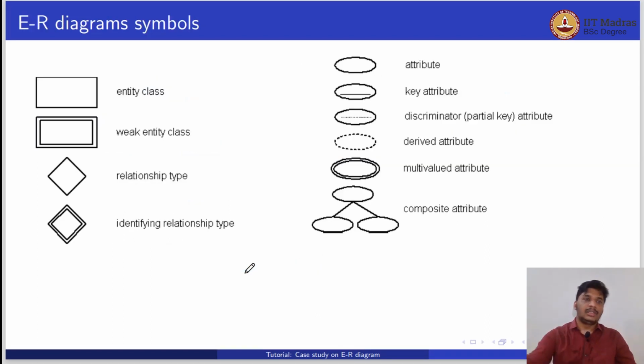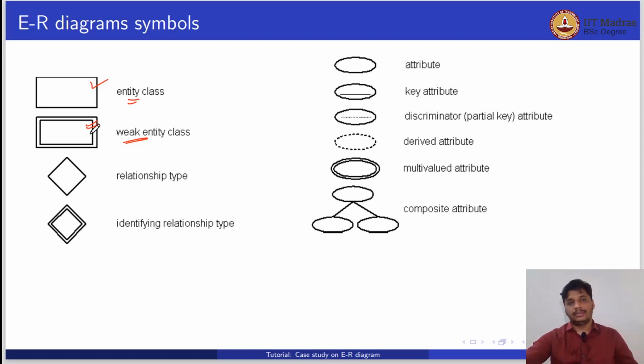Now we will see some symbols which are used in ER diagrams. First is entity class. An entity is represented by a rectangle. A weak entity class is represented by a double rectangle. So what is a weak entity class here? Basically it is an entity set which does not have sufficient attributes to form a primary key. It means it depends on another entity for its existence.